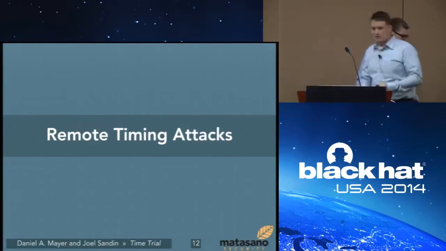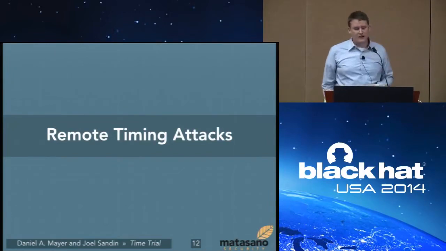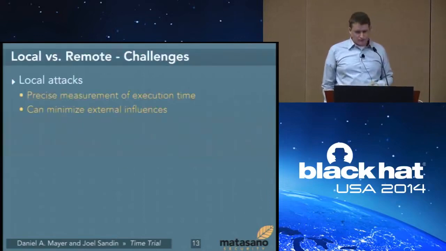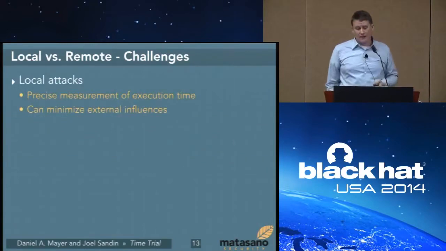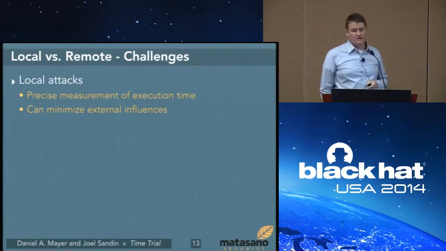Thanks, Daniel. So let's talk about remote timing attacks in practice, what makes these attacks difficult, and we're going to look at the best known techniques for performing them in a network environment. When we look at local timing attacks, we really have the luxury of measuring the execution time of the target precisely, and we minimize external influences. So we don't have to deal with major sources of randomness or error in our measurements when we're doing the analysis.